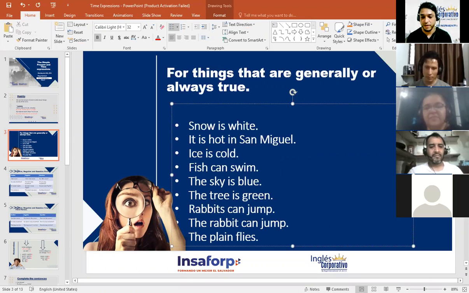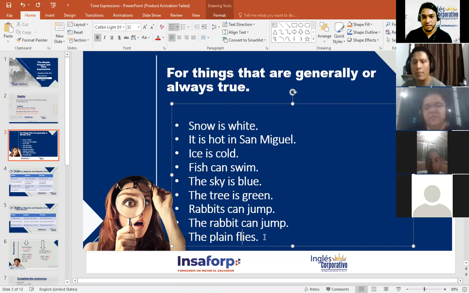Flies, because it's flies. For the third person, we change, because fly is a regular verb. To talk about a third person, in this case the plane is an object. It's a third person. Yes. We change the letter Y and we use I-E-S: flies.